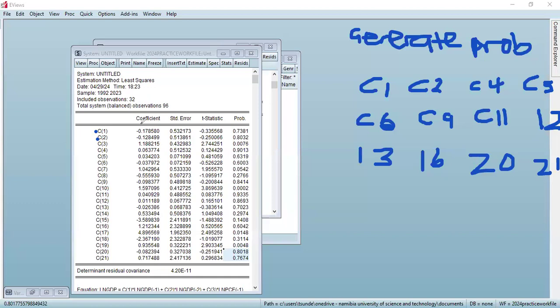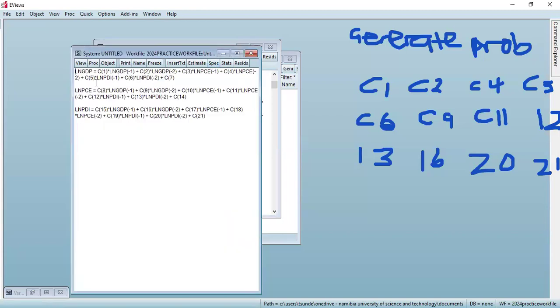Right. So what do we need to do here? We need to eliminate those variables that are insignificant. To do that, you go to specification. You click specification. It takes you back to this equation. Then we want to eliminate this C1. We have C1 here, C2 there, and so on and so forth. So we are going to eliminate C1 and C2.